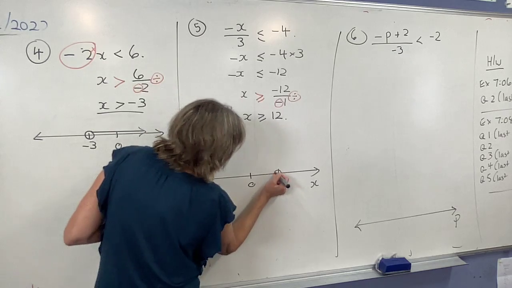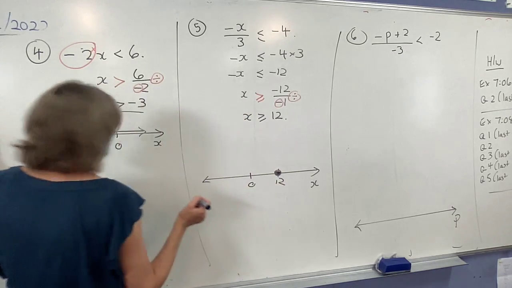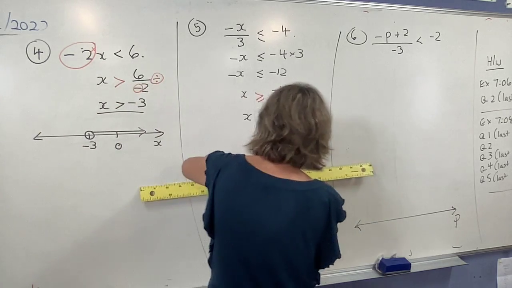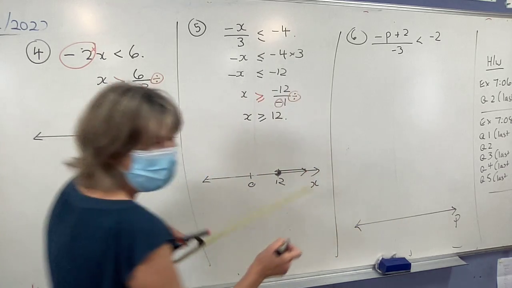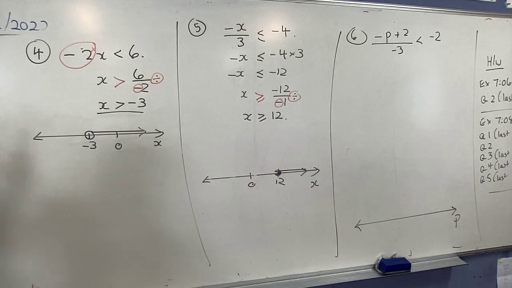And it's greater than or equal to, so we want to colour it in circle because it includes the 12. We're going to greater numbers. They're all up here. Any questions? Ryan, start me off on number 6.